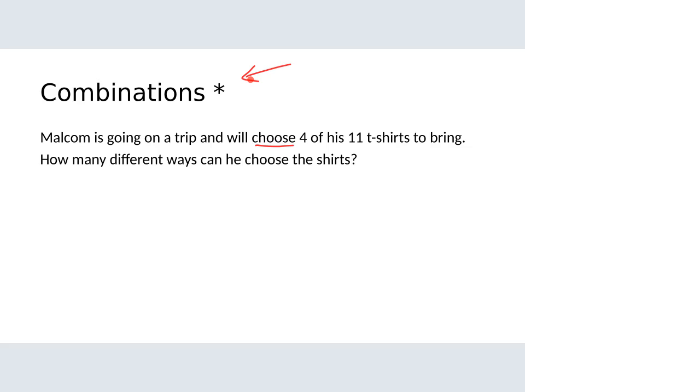And as you're working on this one, and I set up the poll for it, I'll let you know, this is the top of the mountain today. This is probably as challenging as things get for us in this section. So how many different ways can Malcolm choose 4 of his 11 shirts to bring on his trip?